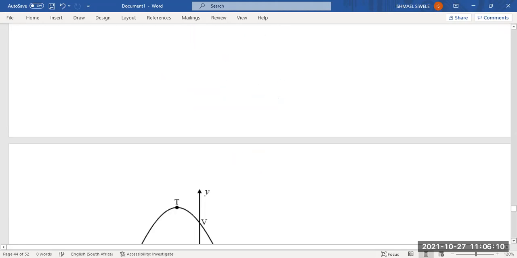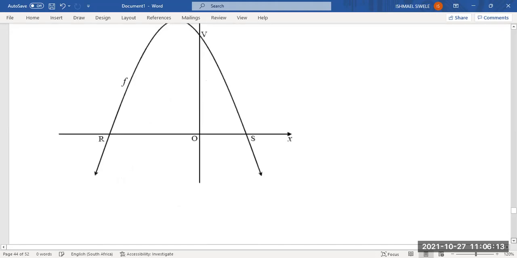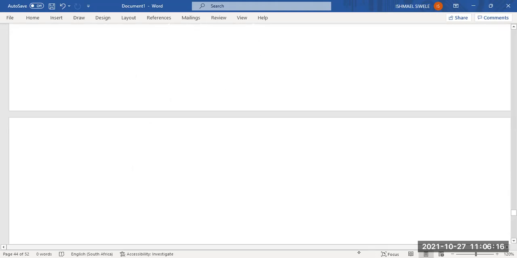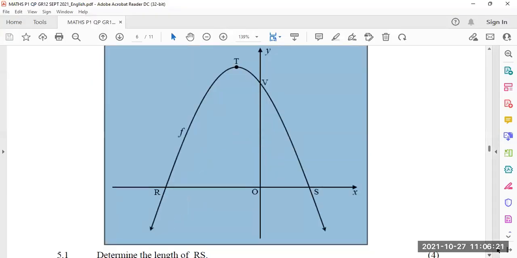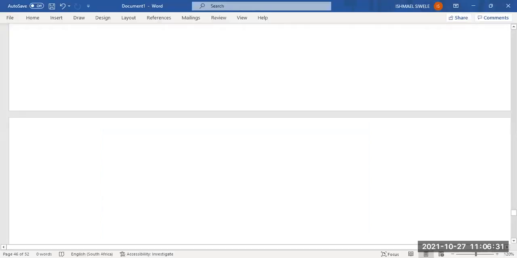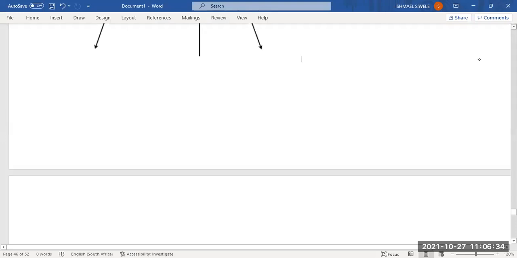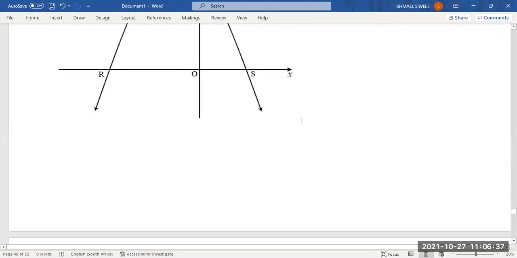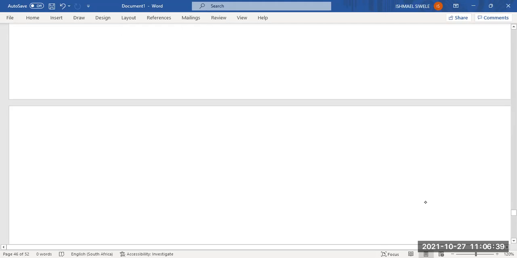So that I can start interpreting the question by answering from the page which has the graph. Okay, so let's see what we are required to do here. We must determine the length of RS, and they give us 4 marks for that. We can only determine the length of RS if we know the x-intercepts. So for 5.1, let's first find R and S.